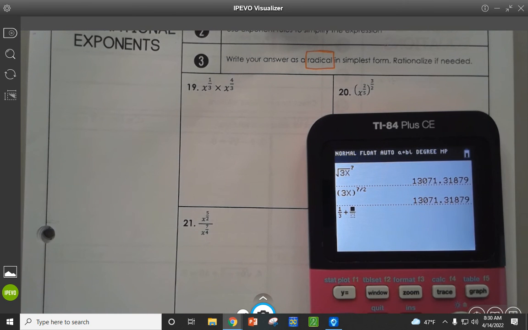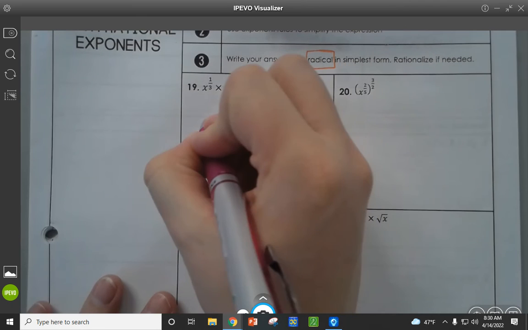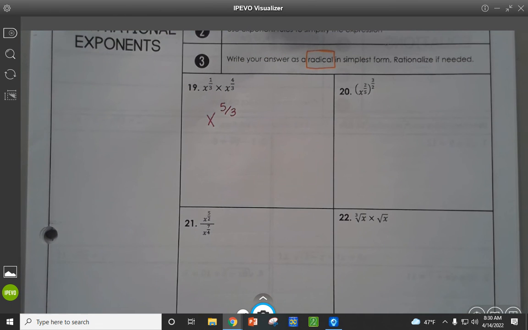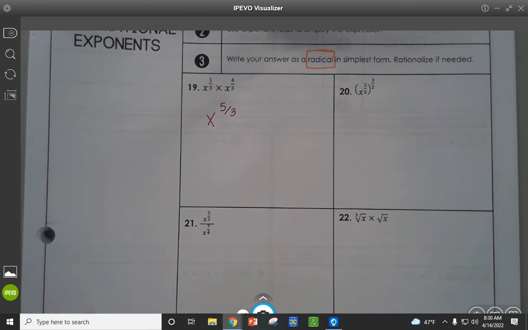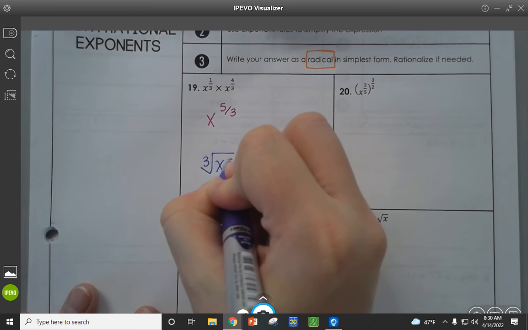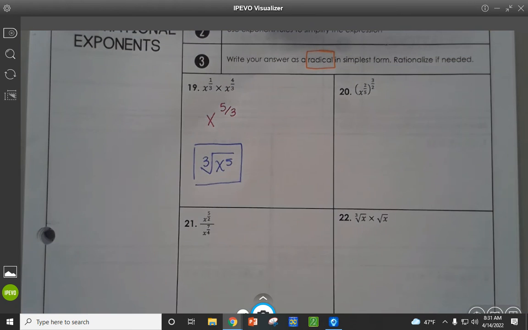1/3 plus 4/3 is 5/3. So this would be x to the 5/3 power. And then how do I write that in radical form? Cubed root of x to the 5th. Perfect. No, I'm not done yet. Why am I not done yet? We can simplify it. Yep.